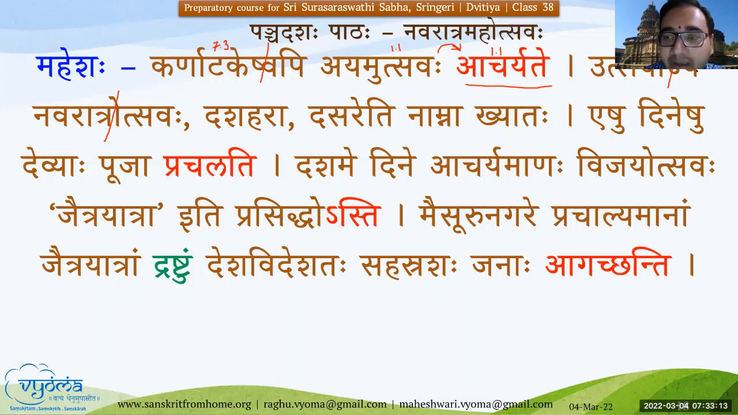Utsavoyam Utsavaha, Ayam Utsavaha, Navaratro Utsavaha, Dashahara, Dasareti, Namna, Khyataha. This Utsava is famous. Khyataha is famous or known as, well known as either Navaratra, Navaratra Utsava or Dashahara or Dasara. Okay, Dasara iti, Dasareti, is again Gunasandhi here. Namna Khyataha, by these names, by this name. It is famous or well known with this name.